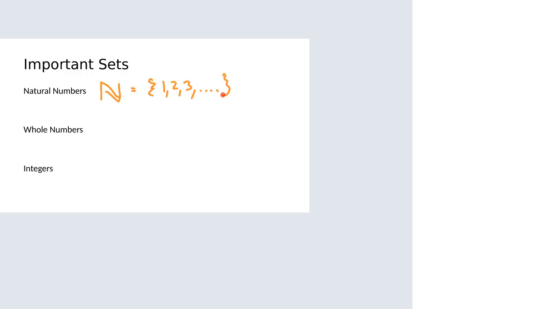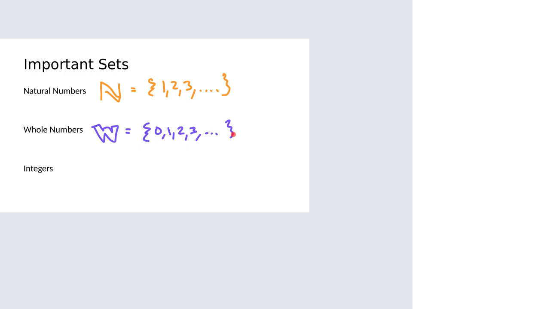The set of whole numbers, we use a bold-faced W, and that set is the natural numbers, but we also throw in 0. Easy to remember, 0 kind of looks like a hole. So the whole numbers are 0 and the natural numbers. So we're kind of building these up as we go.